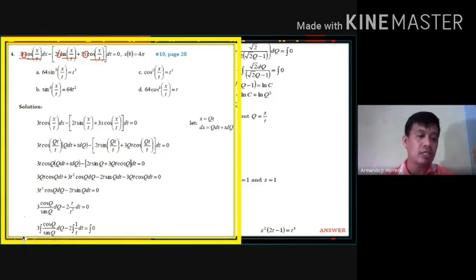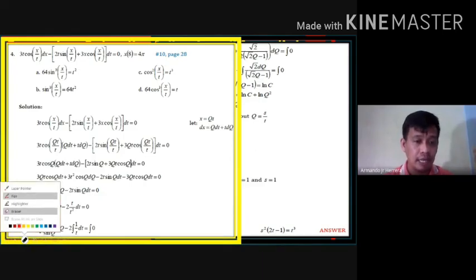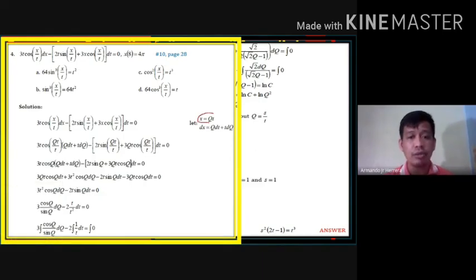So dahil homogeneous siya, gagamitan na natin siya ng substitution. So let us try to solve. So ang gagamitin natin ay x is equal to qt. Bakit hindi yung t is equal to qx? Though pwede naman, kaso pag ginamit natin yung dt, magiging 2 terms times 2 terms. So again, mas madali ang mag-multiply ng 1 term multiplied by 2 terms.